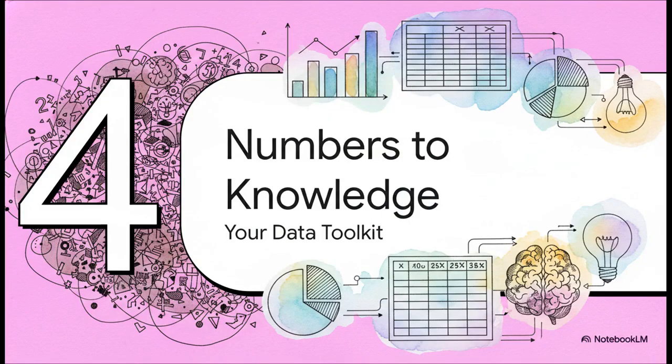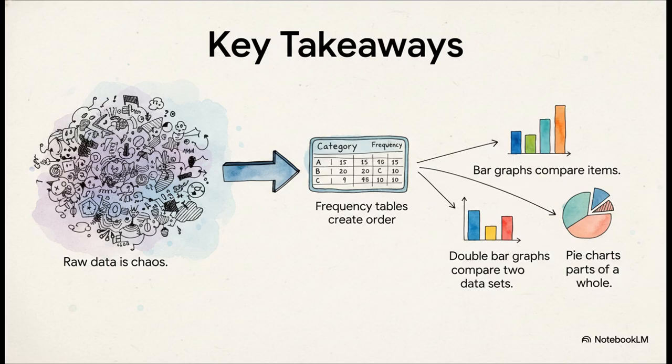So let's step back for a second. We've gone on this whole journey from a chaotic mess of numbers to clean tables and, finally, to insightful pictures. You now have a foundational toolkit for turning that raw data into real knowledge. So let's just quickly recap the key ideas. We start with the chaos of raw data. We bring order with frequency tables. Then we tell a story with visuals. We use bar graphs to compare different things, double bar graphs for those side-by-side comparisons, and pie charts to show parts of a whole. Simple as that.